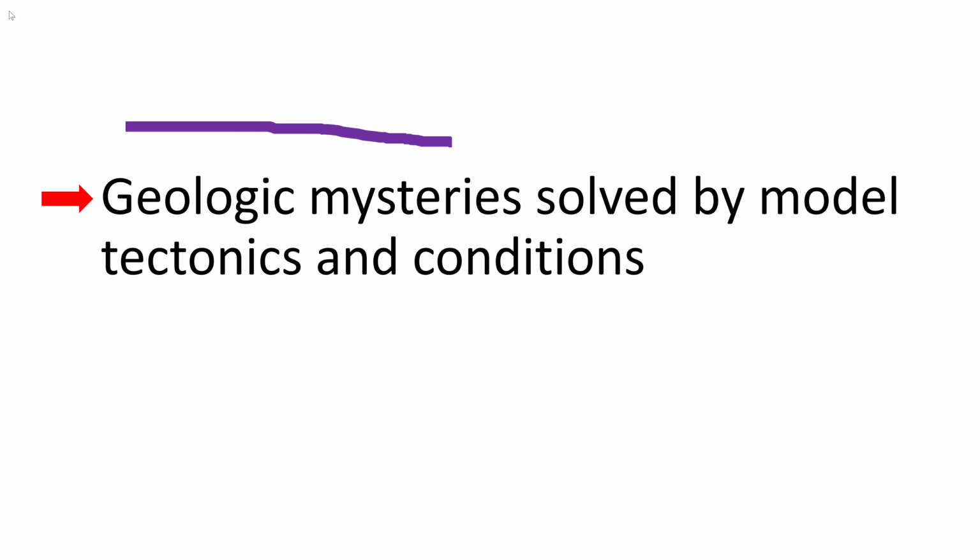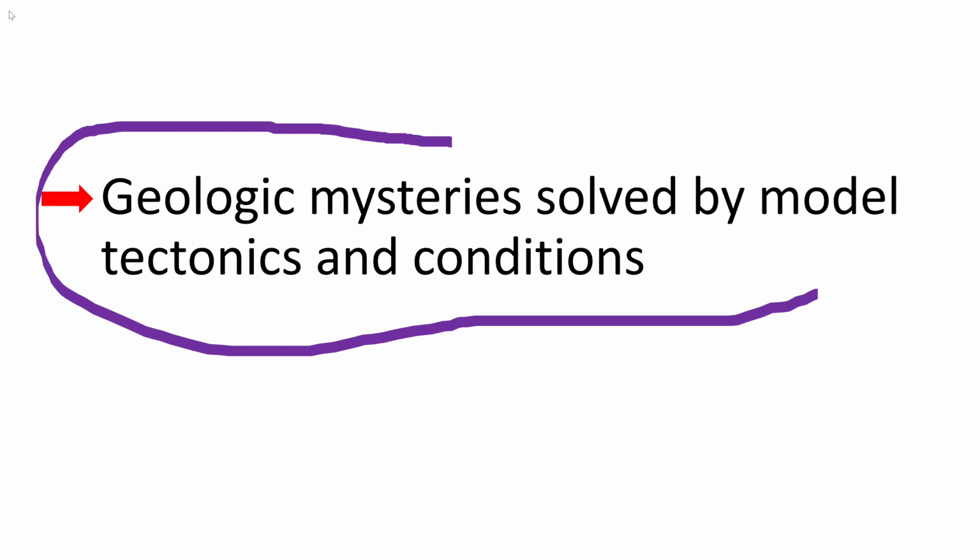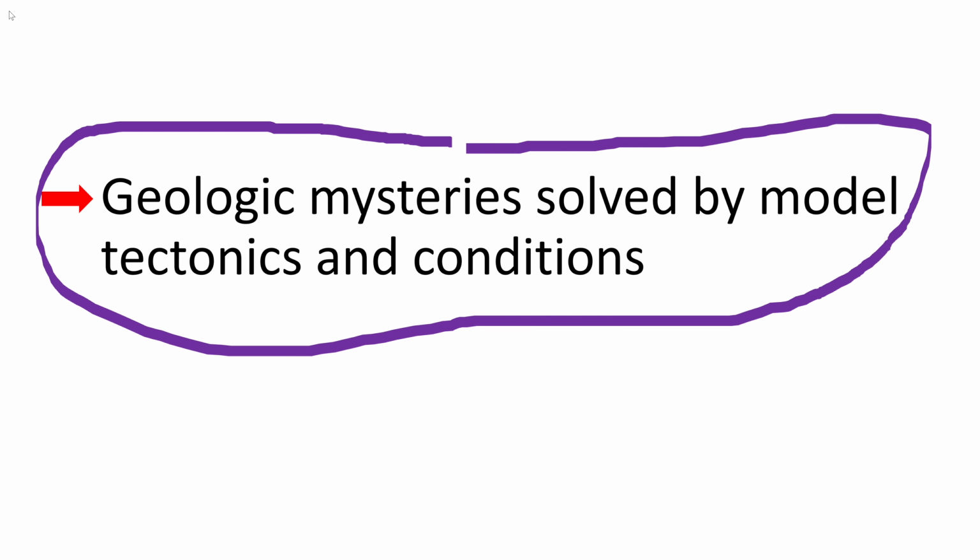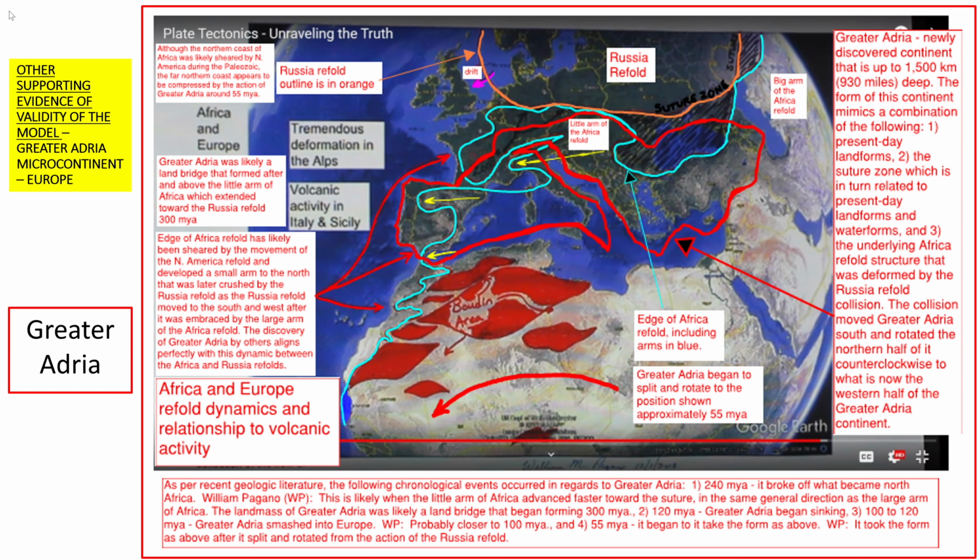Okay, these next slides discuss how geologic mysteries are solved by the model tectonics and conditions. Other supporting evidence of the validity of the model: Greater Adria, microcontinent in Europe. Okay, just reading the text boxes, right side here. Newly discovered continent of Greater Adria that is up to 1,500 kilometers, 930 miles deep. The form of this continent mimics a combination of the following. The form is outlined in red, by the way.